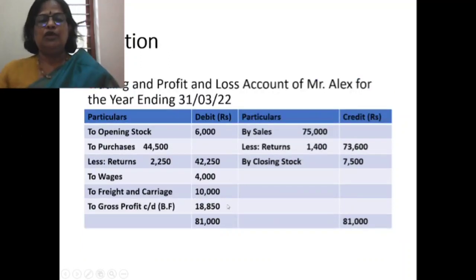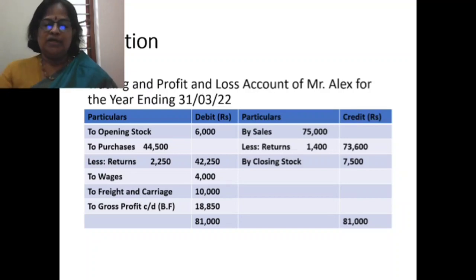Now let us see how we will do this problem. The format is very important. Trading and profit and loss account of Mr. Alex for the year ending 31/3/22. In the trading account and profit and loss account, all debit side entries will start with "To". All credit side entries we will start with "By". So to opening stock 6,000, to purchases 44,500 you will write in the inner column, less purchase returns 2,250. In the outer column you will write 42,250.